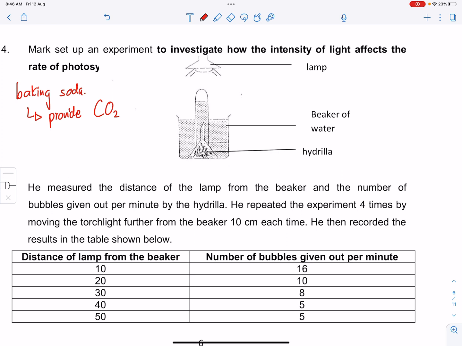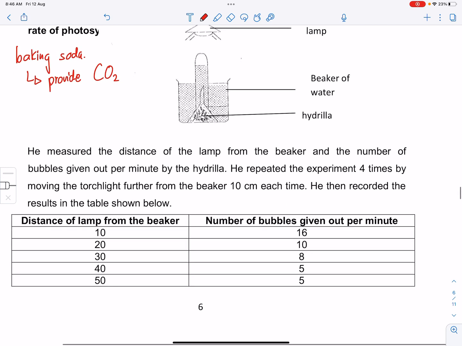Okay, we need to actually be aware because nowadays more and more questions will require students to think on their feet. So let's take a look. He measured the distance of the lamp from the beaker and the number of bubbles given up per minute by the hydrilla. He repeated the experiment 4 times by moving the torchlight further from the beaker 10 cm each time. He then recorded the results in the table below. So we need to translate this. So distance of lamp is actually talking about light intensity. So as my distance increases, I also need to know that my light intensity decreases as well. This is how you translate it.